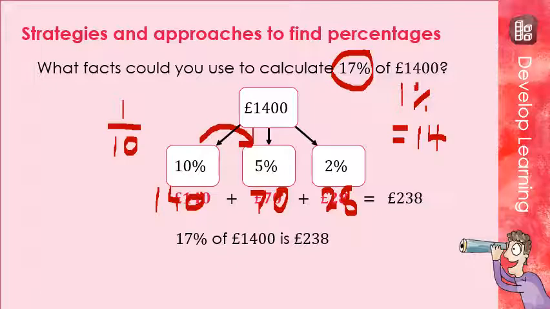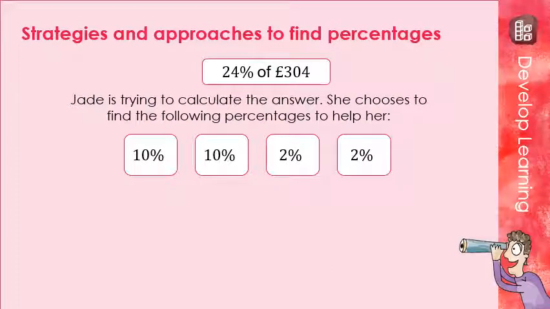140 add 70 is 210. Add 28 is 238. So we can partition it. You don't just have to partition it into 2 sections. You can partition it into 3 or more sections, whatever you find easiest. Okay, here's another example. So we're trying to calculate 24% of £304.